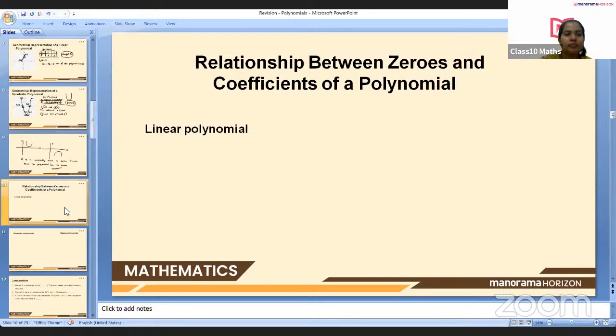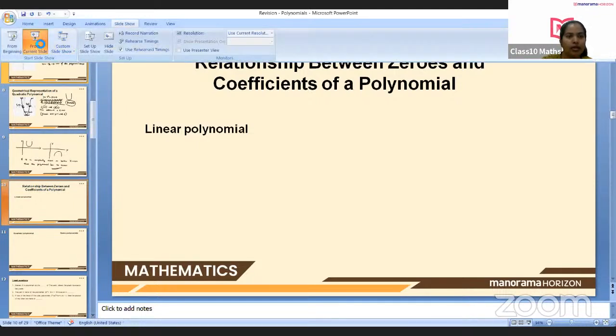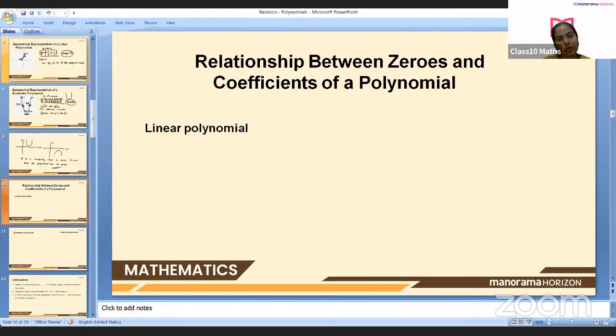So next is the relationship between the zeros and coefficients of a polynomial. First we have to consider a linear polynomial. Does anybody have any doubt with the graphical representation?